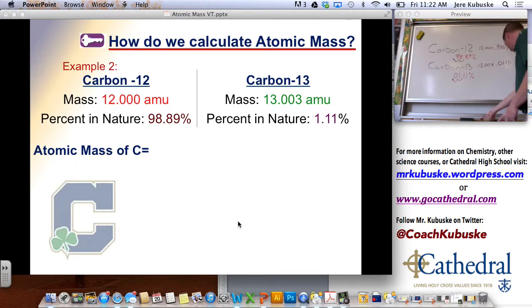Okay, and I'll change colors so you can see it a little bit better. Okay, multiplication first. When I do that, I get 11. I'll write it down here so you can see it. 11.87 AMU for carbon 12. And then down here, I get 0.144 AMU. Now, when I add these two numbers together, the 11.87 plus the 0.144, okay, that should give me a total of 12.01 AMU, which is my atomic mass for all carbon. That's the number I'm going to use for all carbon. So let's check my work, see how I did. There you go, 12.01 AMU. That's how you calculate that number.